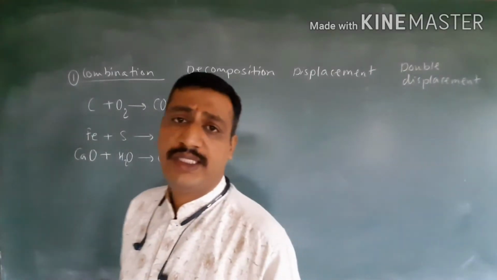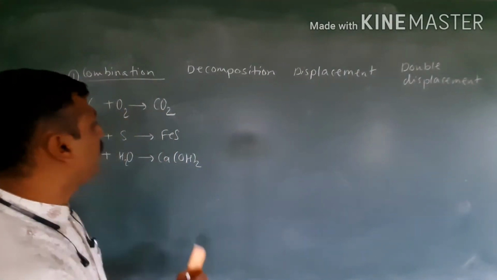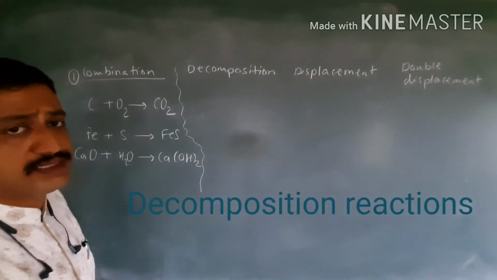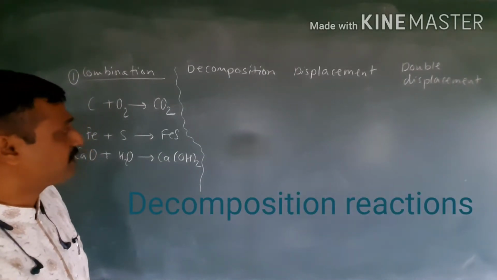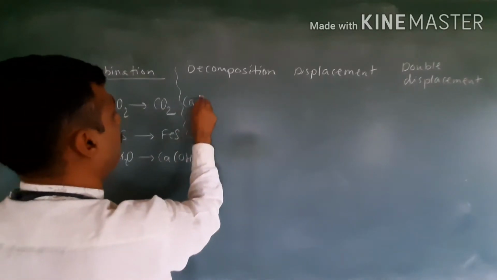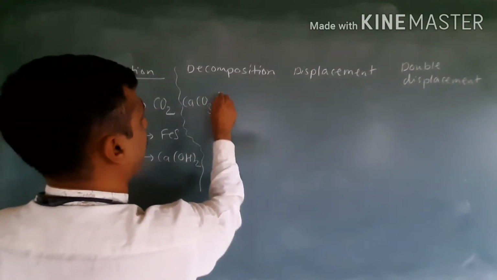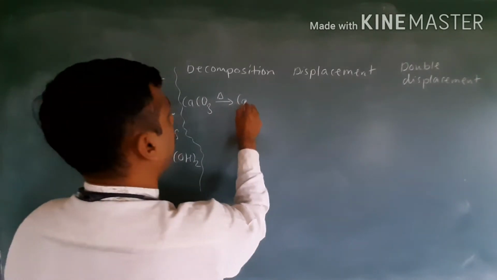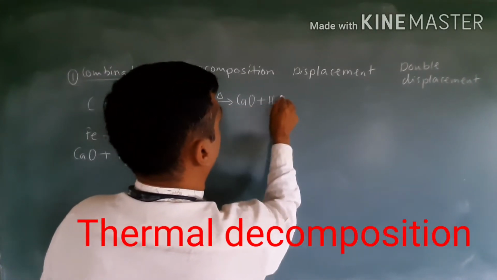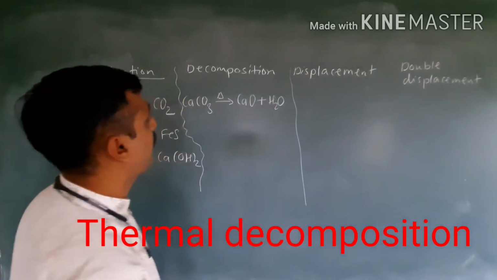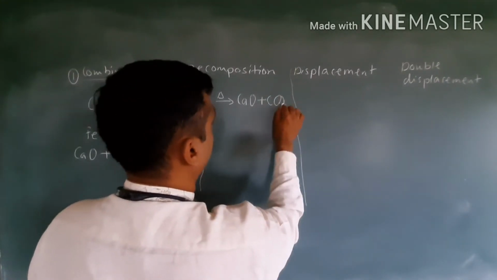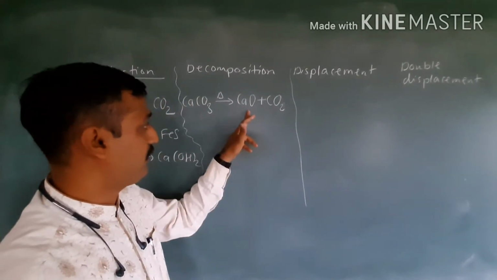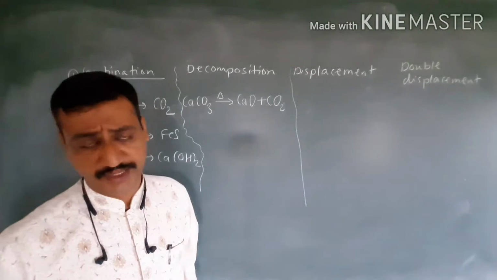Now let's move towards the second one, that is decomposition reactions. Decomposition reactions are the reactions in which a single substance decomposes. For example, calcium carbonate, that is limestone. If we provide heat energy to the limestone, we will get calcium oxide and carbon dioxide. That means limestone on thermal decomposition produces lime and carbon dioxide.